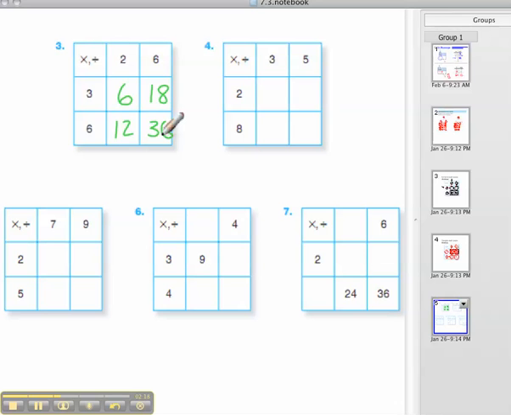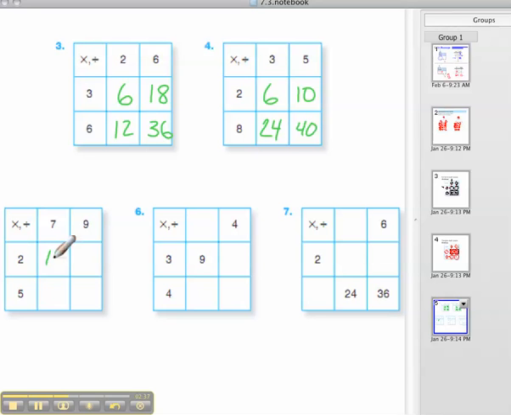Excellent. Let's move on. 3 times 2 is 6. 2 times 5 is 10. 8 times 3, 24. And 8 times 5 is, what is that? That's right, it's 40. So let's move on.